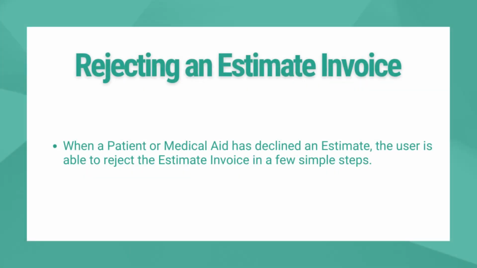Rejecting an estimate will indicate that the patient or medical aid has declined the cost of the procedures and/or treatment that have been quoted. An estimate is a quotation that is created for a patient to give them an indication of how much a treatment or procedure will cost. The quote or estimate can be used to get authorization from the medical aid or for private patients to have an idea of how much the debtor will have to pay for the treatment or procedure.